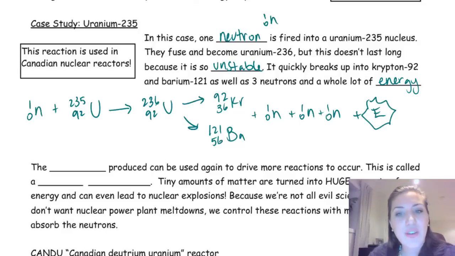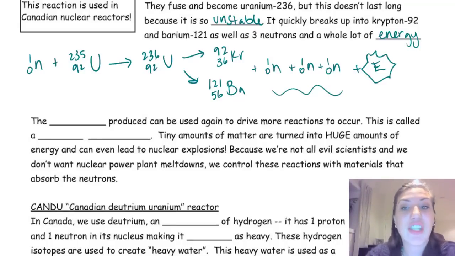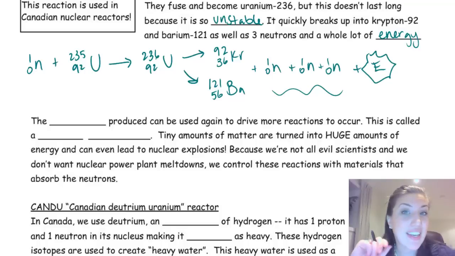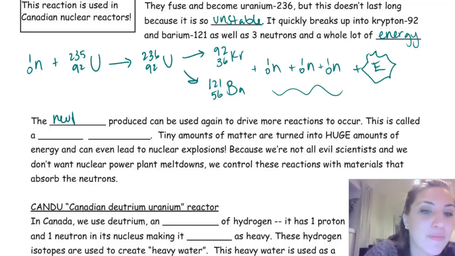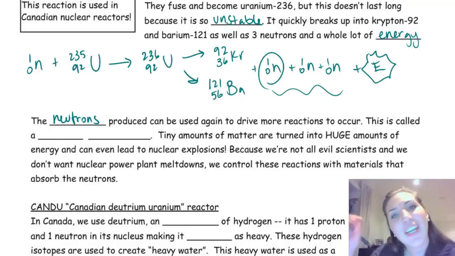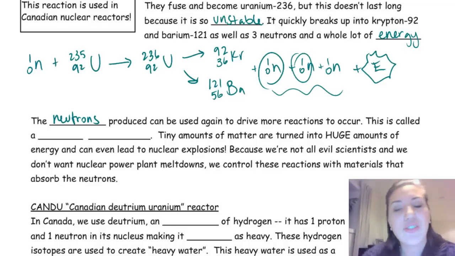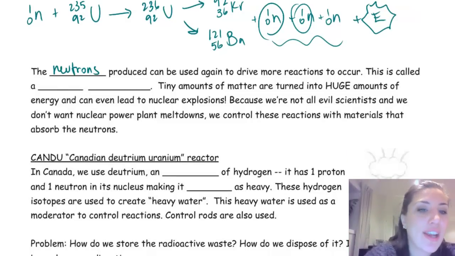So you might notice here that we've just created more neutrons at the end. We started out by blasting a neutron in, and now we're creating more neutrons and energy. And we actually use this reaction in the Canadian power plants because it creates so much energy. So the neutrons that are produced can be used again and again to drive more reactions. So you take, say, this guy, and you add that to a different uranium-235, and you take this and add it to a different uranium-235, and they're going to start adding on and making more reactions, and then you've just made 3 more neutrons, which go find their own uranium-235s. So this can quickly create huge amounts of energy, and we call this a chain reaction.